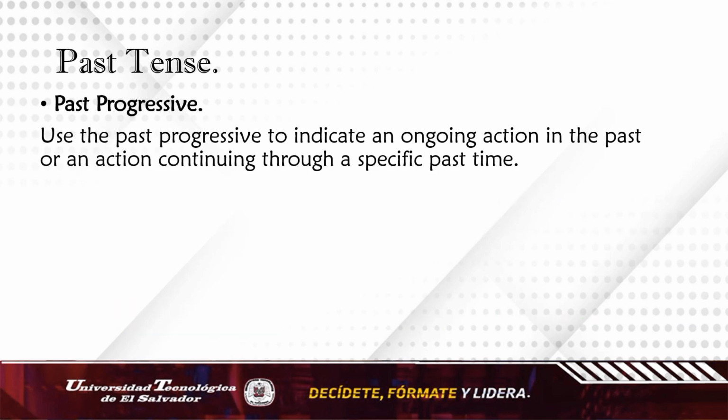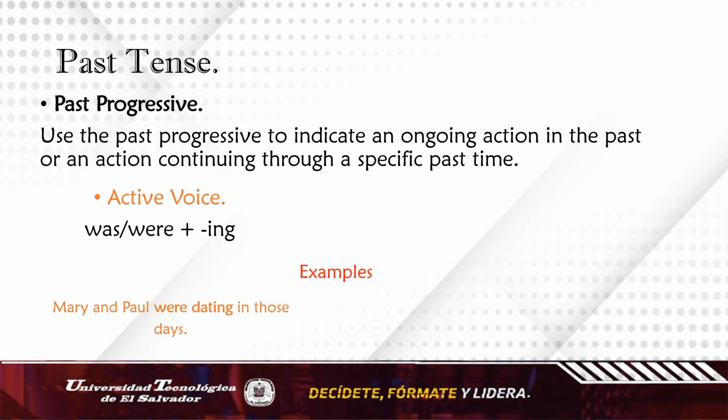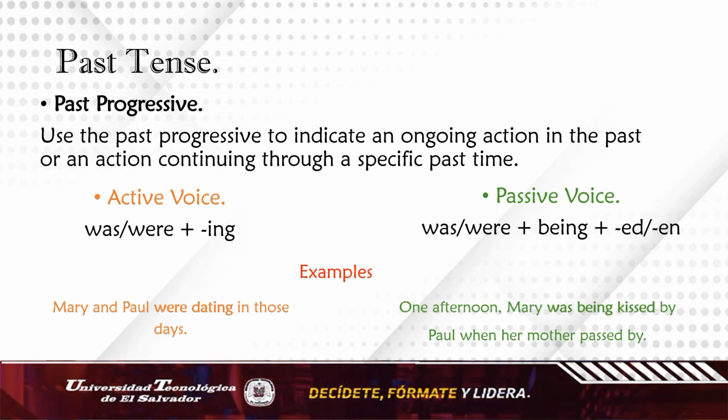Past progressive. Use the past progressive to indicate an ongoing action in the past or an action continuing through a specific past time. In active the structure is was, were plus -ing. Example, Mary and Paul were dating in those days. In passive the structure is was, were plus being plus -ed, -en. For example, one afternoon, Mary was being kissed by Paul when her mother passed by.